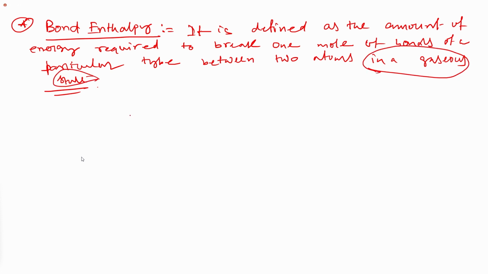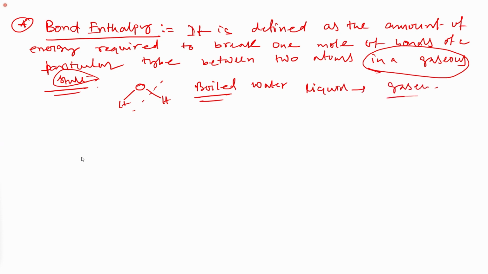Okay. So why is it saying gaseous state? Because suppose water. To break this OH bond, you have to first boil the water. Once you boil this water, it goes from the liquid state to the gaseous state. In that gaseous state, this OH bond will actually be there. That's why they are saying gaseous state.